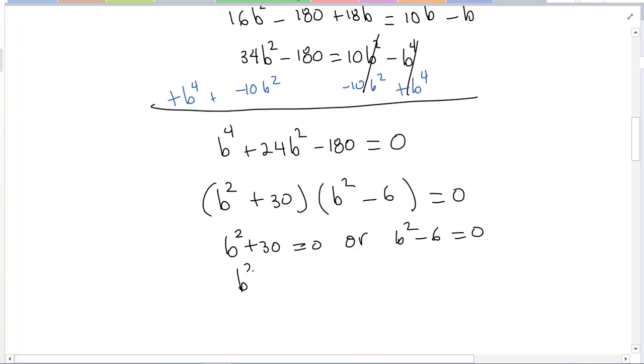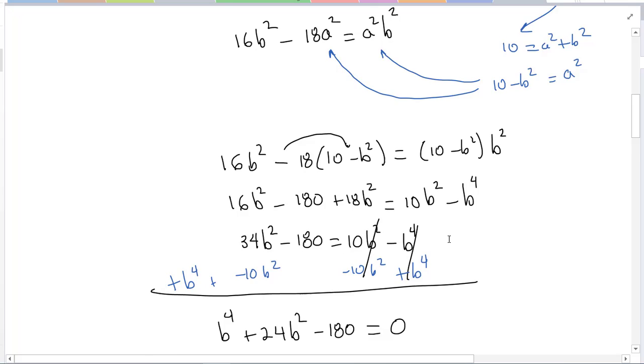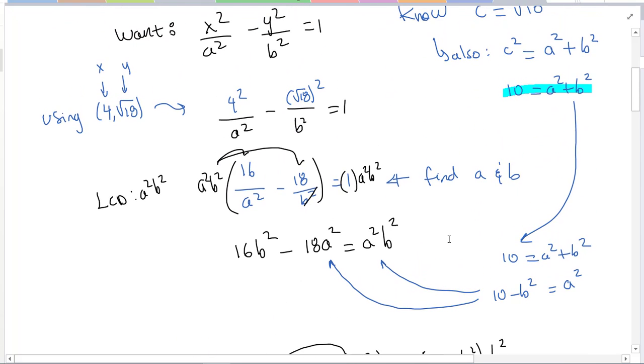This one tells me that b squared is equal to negative 30, which can't happen, right? You can't have a number squared giving you a negative number. So that one is not possible. And this one says that b squared is equal to 6, and that is okay. So b is going to be the square root of 6, but we are looking for a squared and b squared. So I don't have to solve for b. I can just leave it as b squared because this is what I want.